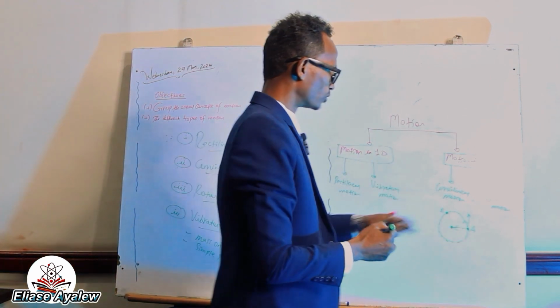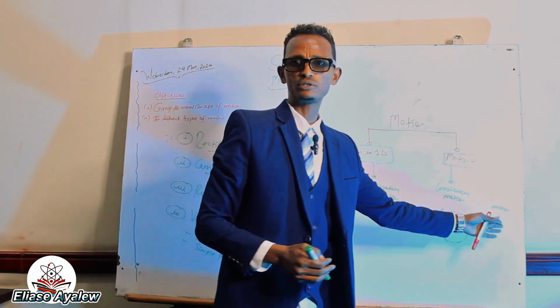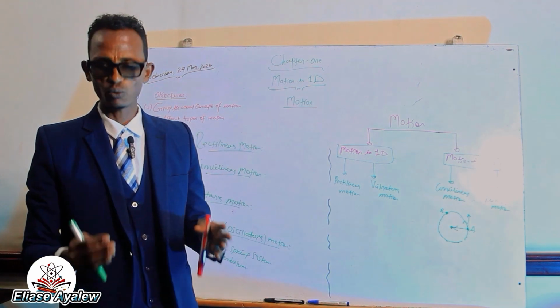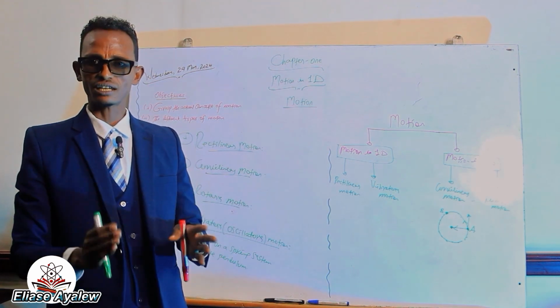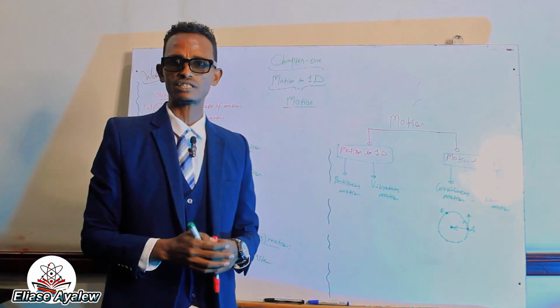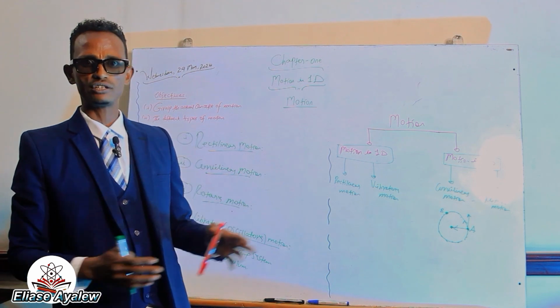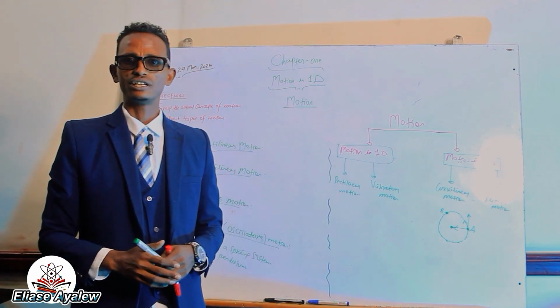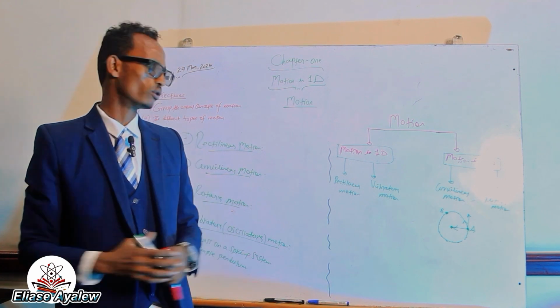And the same for rotary motion. When an object moves around its axis, it will have two velocity components: the one which is tangent to the circle and the other which is toward the center of the circle. And we will learn more about rotational motion when we discuss the chapter on rotational motion.